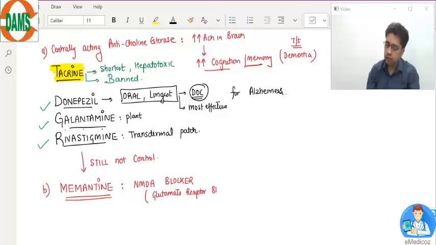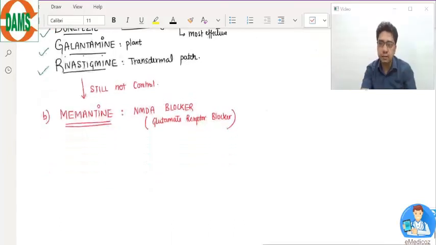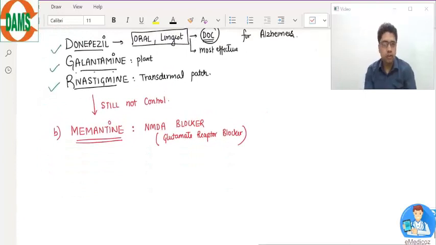So it is a glutamate receptor blocker. It has been said that excess of glutamate causes nerve damage. Okay. So if it is not controlled, we add a different class of drug, that is memantine. So this is still about Alzheimer's disease. We will discuss other drugs in CNS, central nervous system.